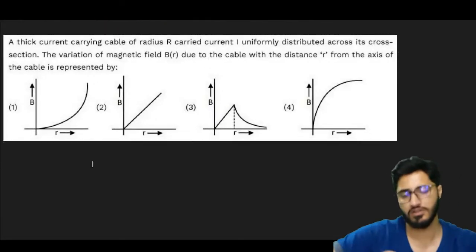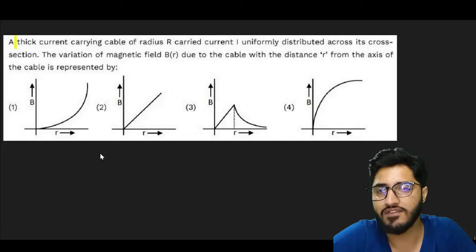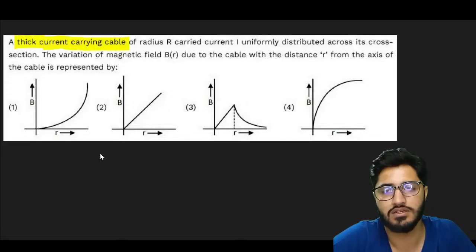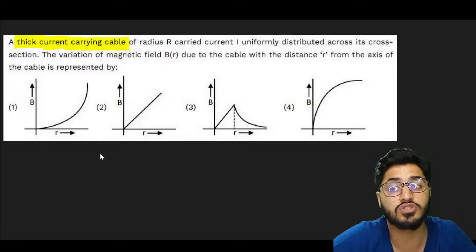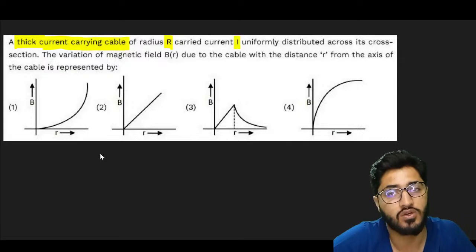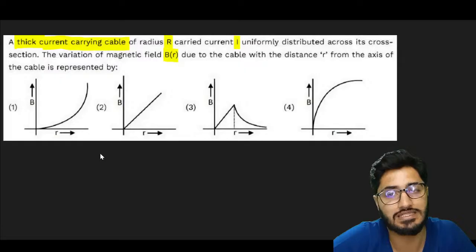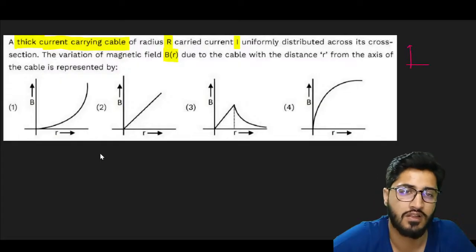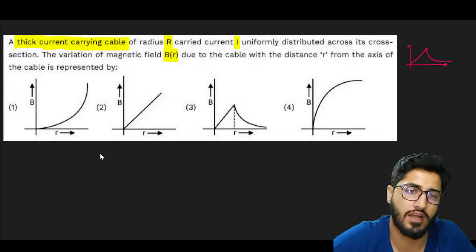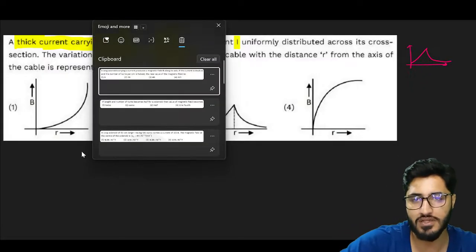Now you need to take only 10 seconds to give the answer to this one. We have a thick current carrying cable. Thick current carrying cable means a solid one. It has a radius r. Current is I, uniformly distributed across its cross section. What is the variation of magnetic field with respect to the distance? Inside it is directly proportional to r, outside it is a rectangular hyperbola. I guess option number 3. We don't need to think about it. Option number 3 is the correct answer.